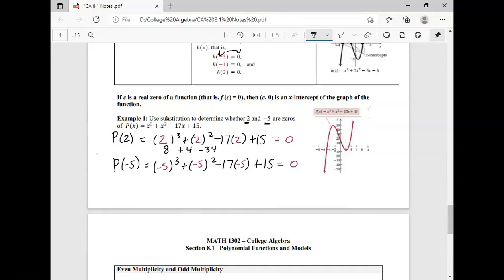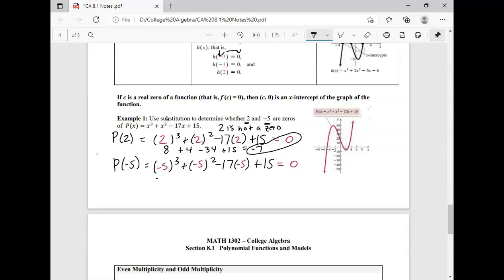So this is 8, this is 4, -17 times 2 is -34 plus 15. That's going to be -7. Is -7 equal to 0? No. So 2 is not a 0. It's not an x-intercept. You can tell that from the graph too.